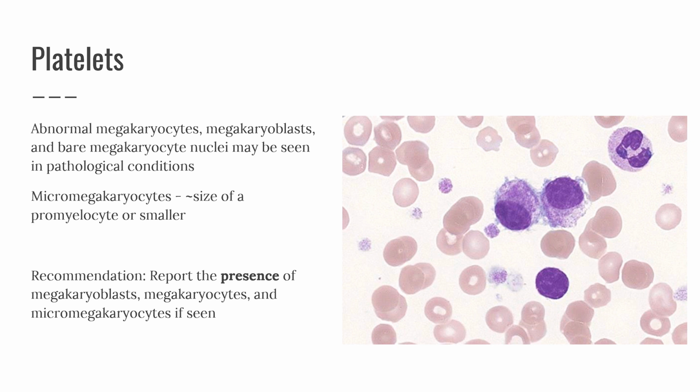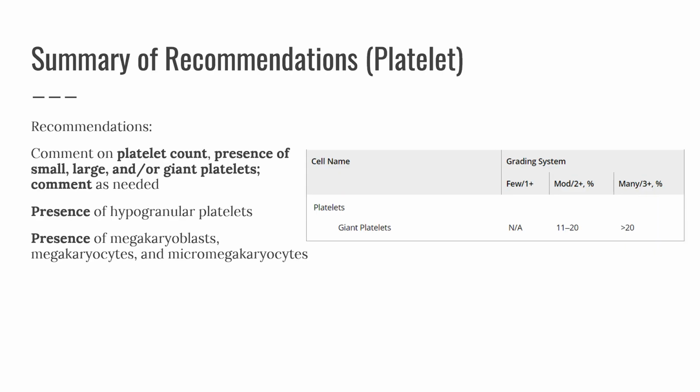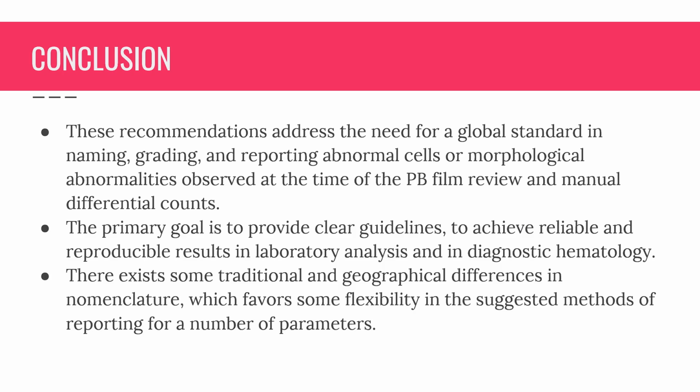A micromegakaryocyte is roughly the same size as a promyelocyte, and it has a non-lobated or bilobed nucleus with a variable amount of weakly basophilic cytoplasm, occasional cytoplasmic vacuoles, and variable numbers of granules. So this is a summary of the recommendations for grading and reporting of morphological findings in your platelets. And again, this is the grading system for your giant platelets.